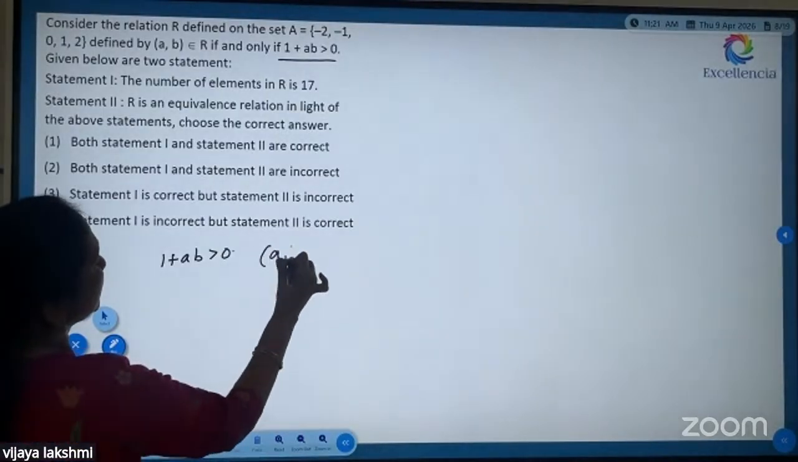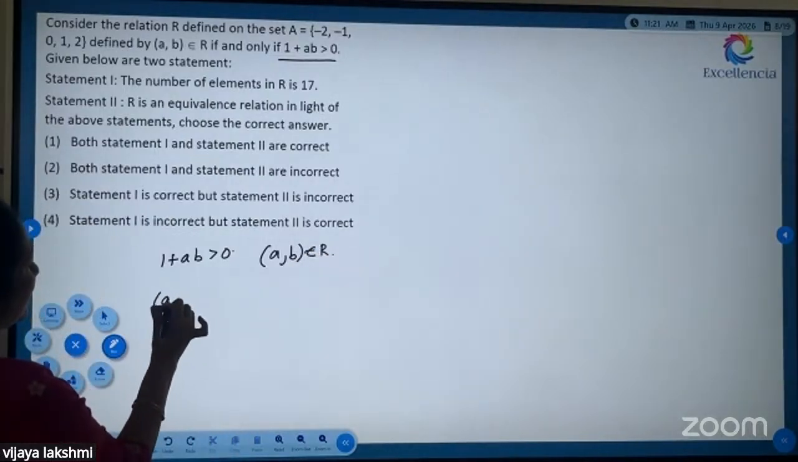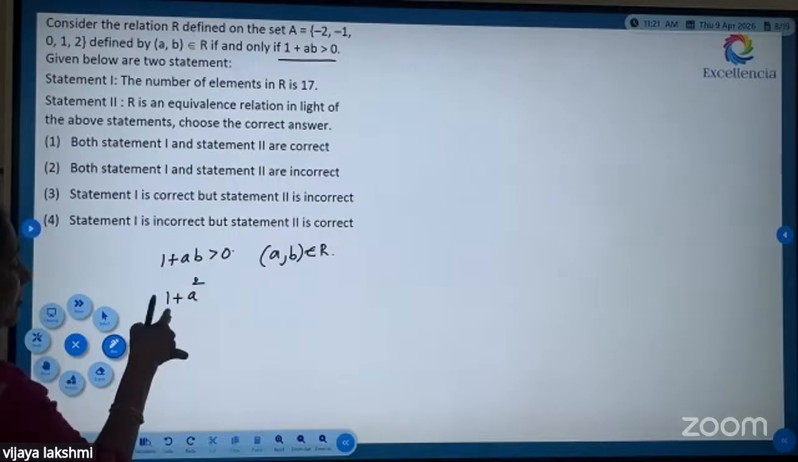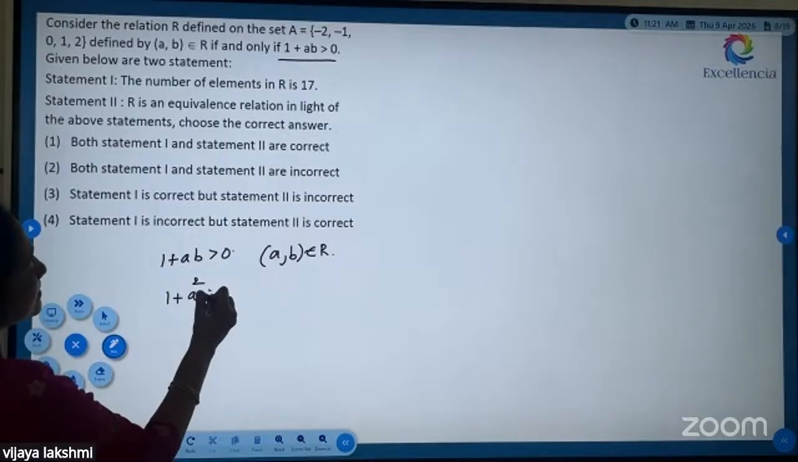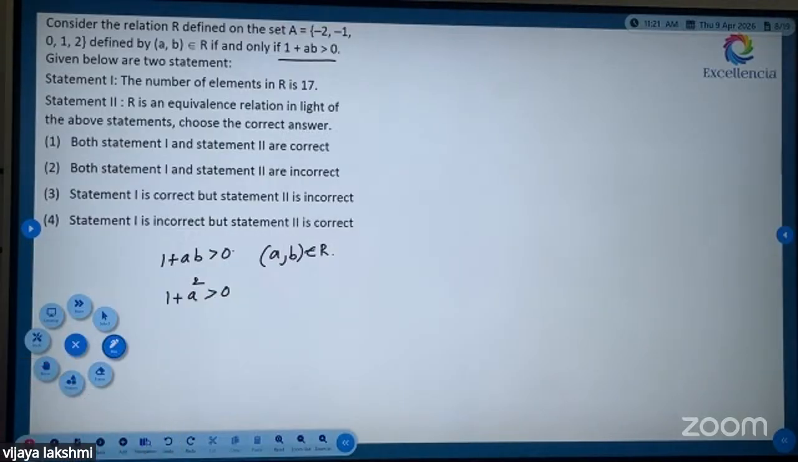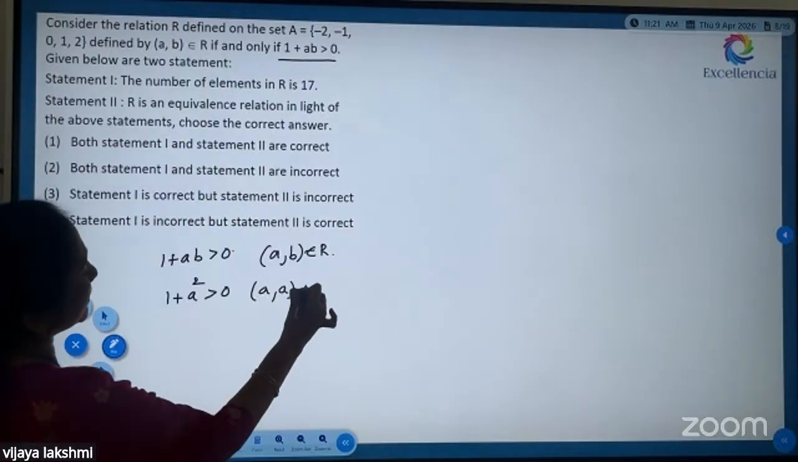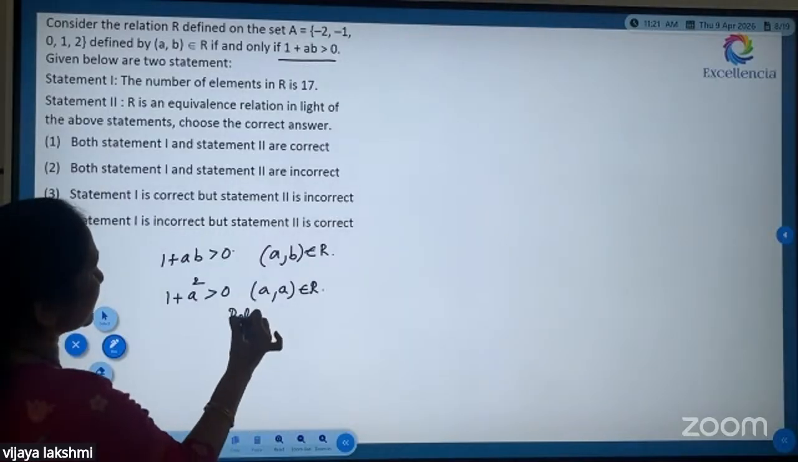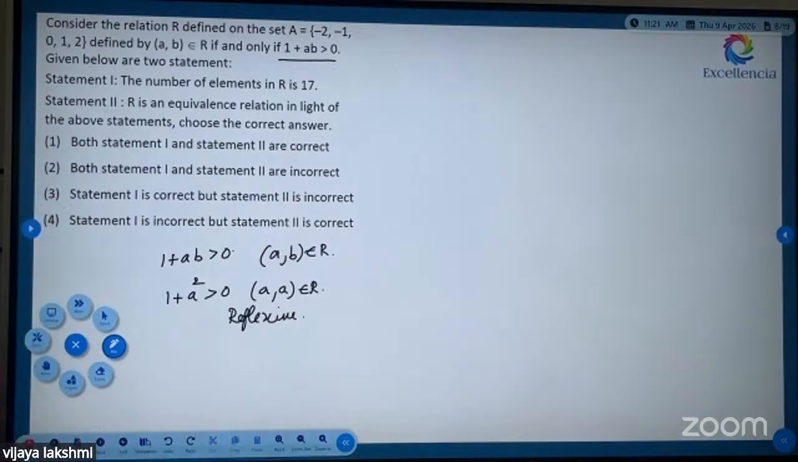Reflexive means we take both the elements to be the same. We can write 1 plus a times a, so we substitute 1 plus a square. This whole expression is positive and the given condition is satisfied: 1 plus a square is greater than 0. Therefore, you can write a comma a belongs to R. Purely we can say that it is reflexive.